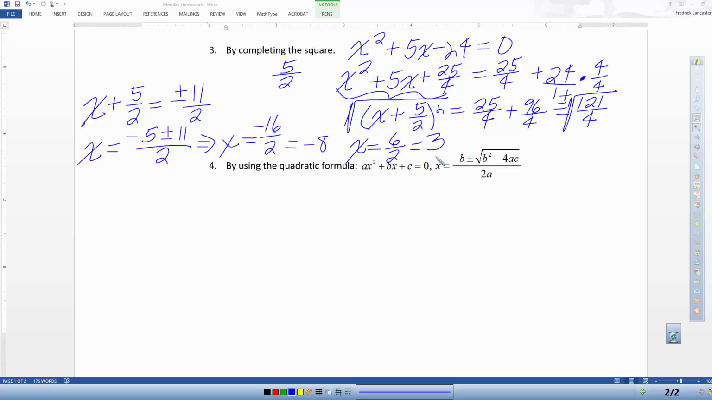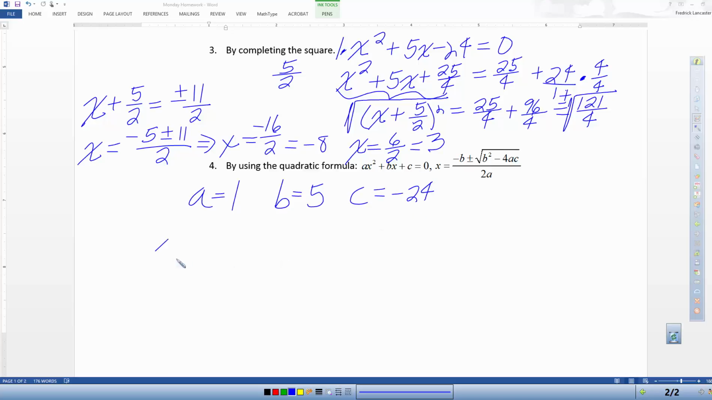So now we're going to solve the same equation by using the quadratic formula. So this is the standard quadratic equation, and this is the quadratic formula. So there's a 1 here that I normally don't write. So this coefficient on the x squared, a, is 1. So this coefficient on the x is 5, and the constant term c is negative 24. So I'm going to use the quadratic formula.